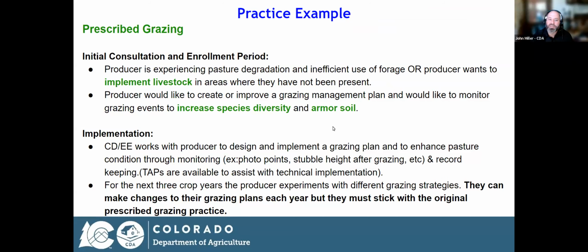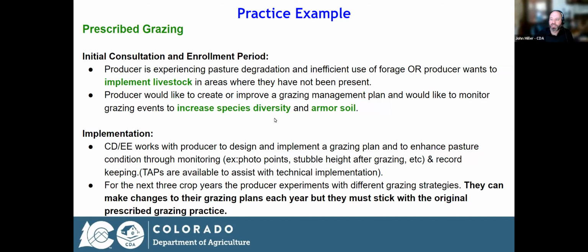So on to the second practice example. So this one's prescribed grazing. Again, during the initial consultation and enrollment period, the producer is experiencing pasture degradation and inefficient use of forage, or the producer wants to implement livestock in areas where they have not been present. So there's implementing livestock as the first soil health principle that they're wanting to touch on there. The producer would like to create or improve a grazing management plan and would like to monitor grazing events to increase species diversity and armor their soil. And again, those are two of our soil health principles.